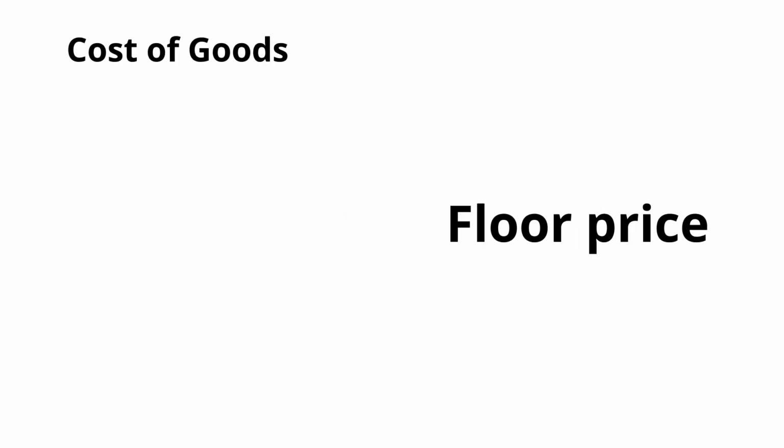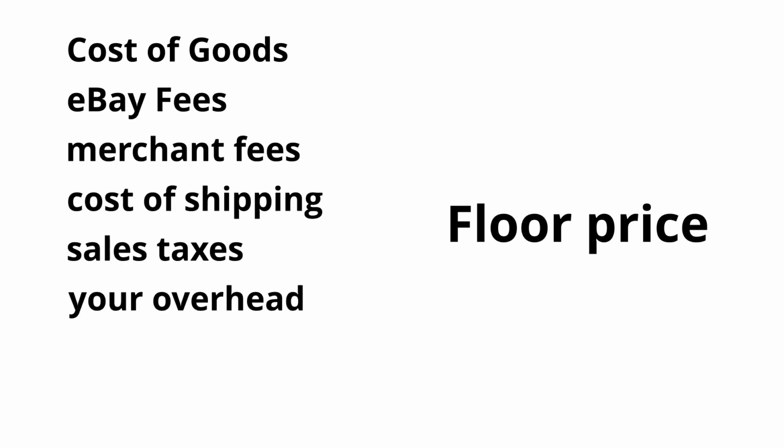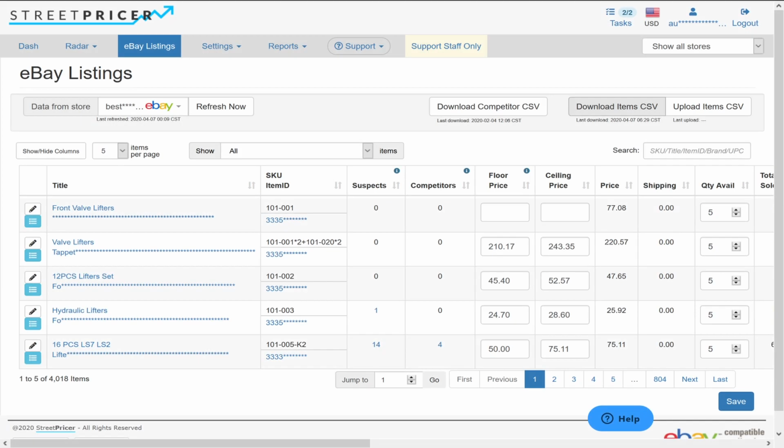prices. Floor prices are the minimum prices you're willing to sell your items for. A floor price is typically your cost of goods plus eBay fees, merchant fees, cost of shipping, sales taxes, your overhead, staff costs, and most importantly, your profit margin. Ceiling prices are equally important to make sure your items' prices are realistic and stop you from accidentally overpricing your items.